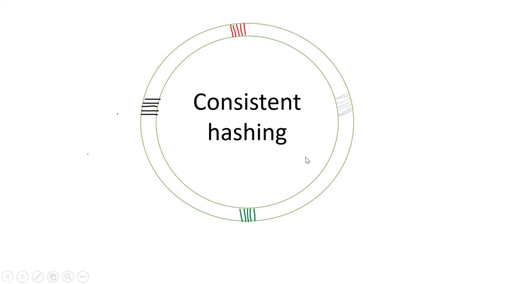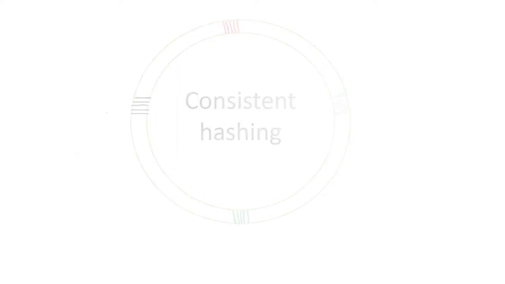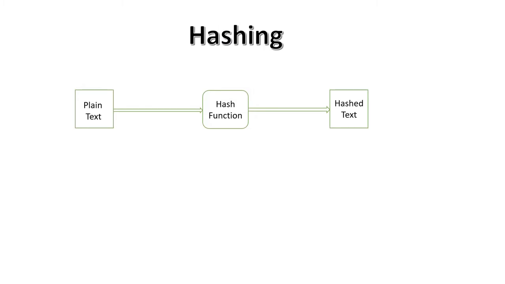Hi, let's talk about consistent hashing. But to understand consistent hashing better, let's first talk about hashing. So, hashing is the process of converting a given value into another smaller value for a constant retrieval time.